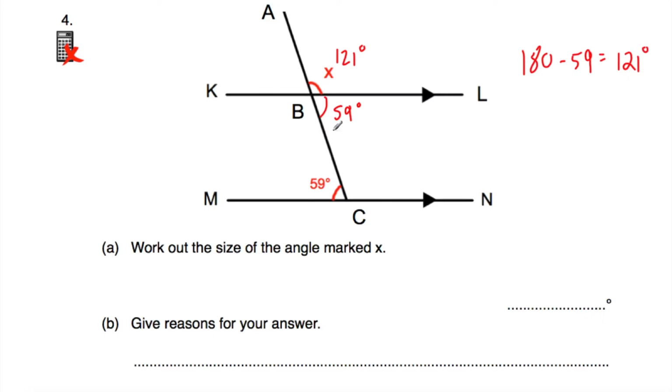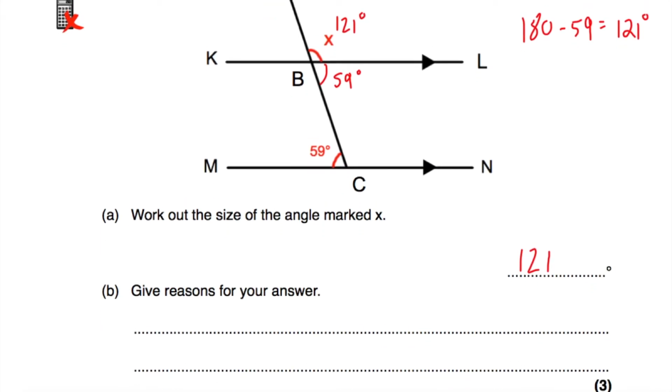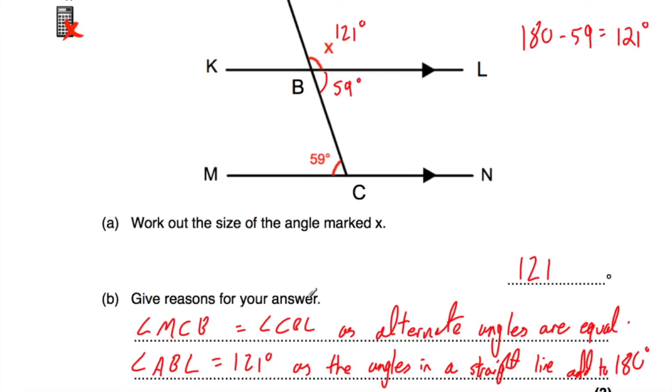Part A says, what's the size of this angle? X is 121 degrees, because this is 59 degrees, those 59 degrees are alternate, and then these two make a straight line, and if we take 59 away from 180, we're left with 121. So this is 121 degrees. Let's explain that. Part B says give reasons for your answers, so we're asked to give reasons for our answers.